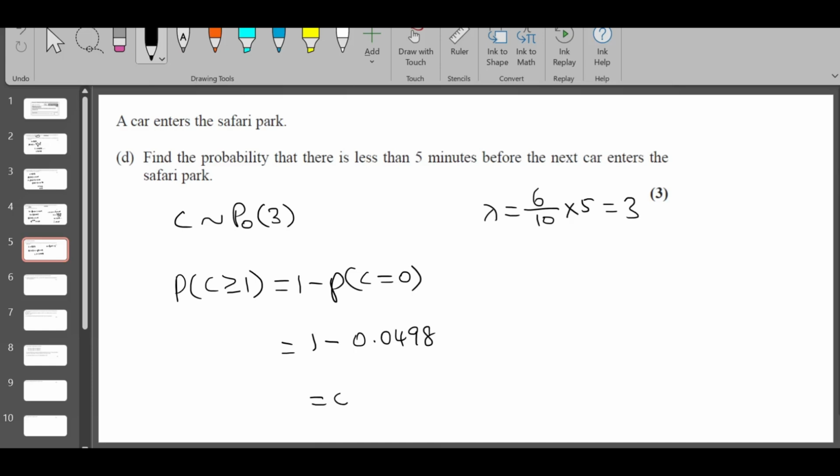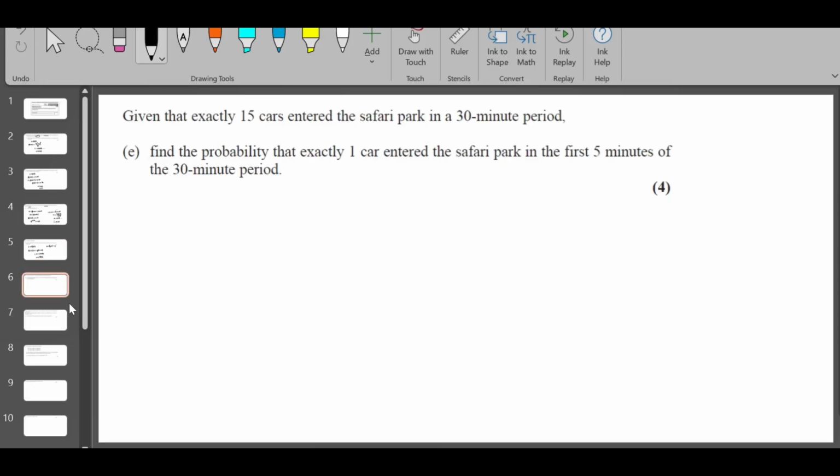0.0498, so it's going to be 0.9502. That's all. Now the 3-mark question. Part E. Given that exactly 15 cars entered the safari park in a 30-minute period. The mean rate is 6 per 10 minutes, so for a 30-minute period, it's going to be 6 times 3, which is 18.